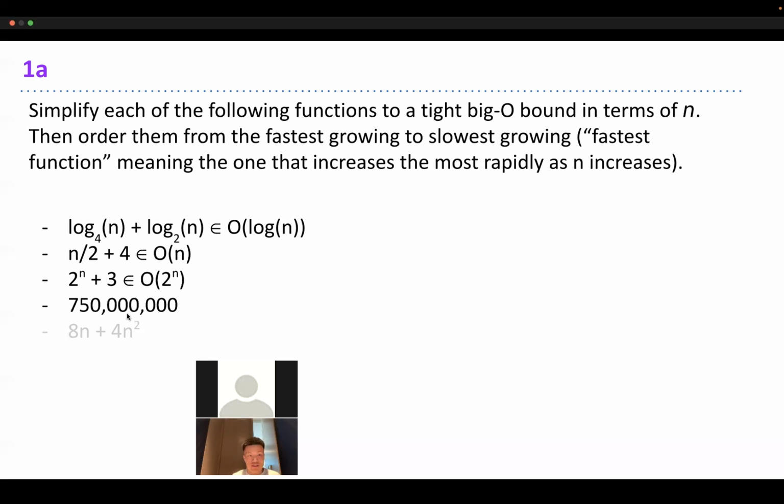All right, cool. What about 750,000? That's a pretty big number. What complexity class is this?